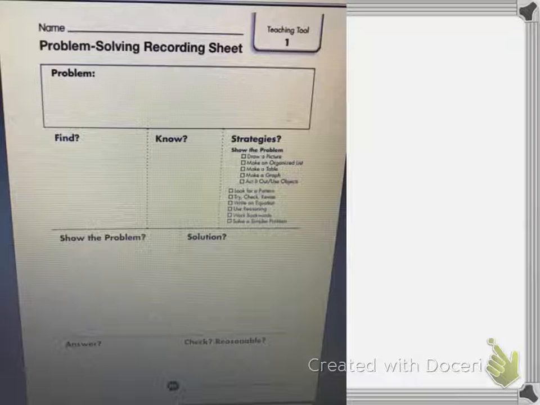Okay, today we are going to do lesson 3-9, problem solving. We're going to be drawing pictures and writing equations. You've already learned how to multiply whole numbers. Today you're going to learn how to draw a picture to help you write a multiplication equation that you can use to solve the problem.